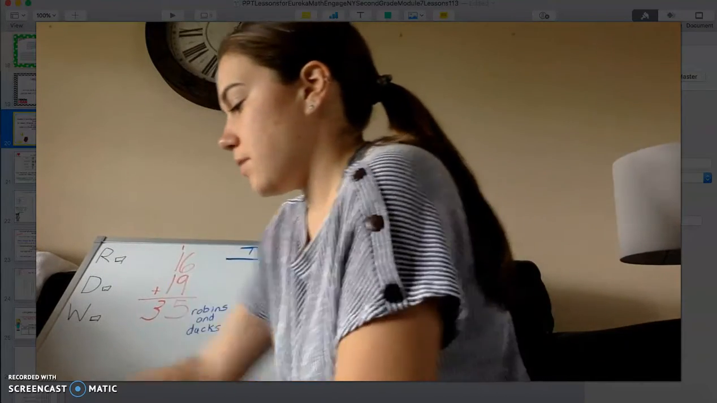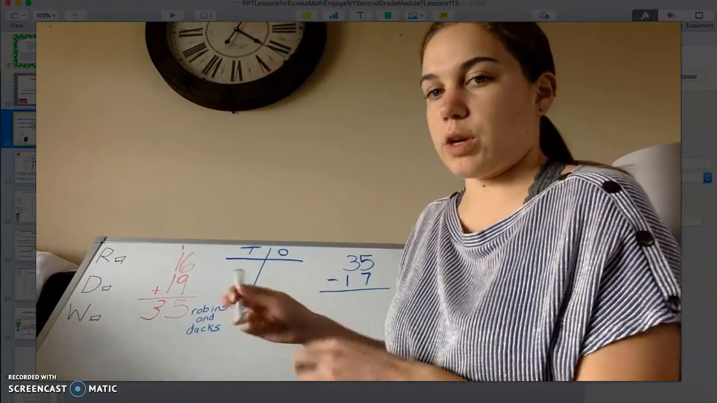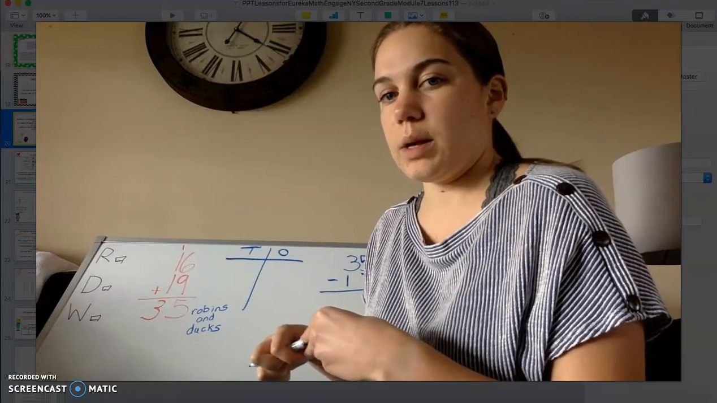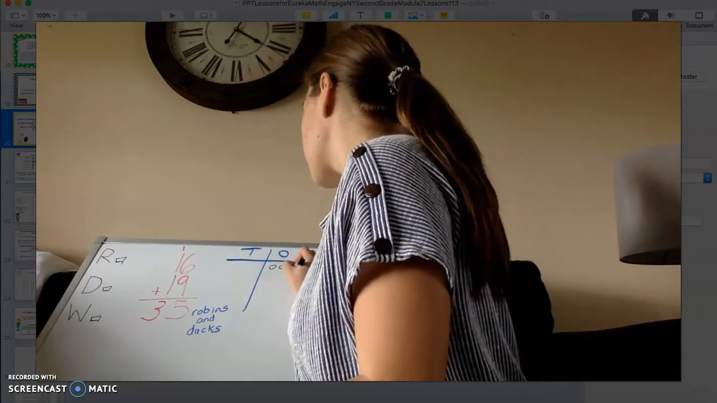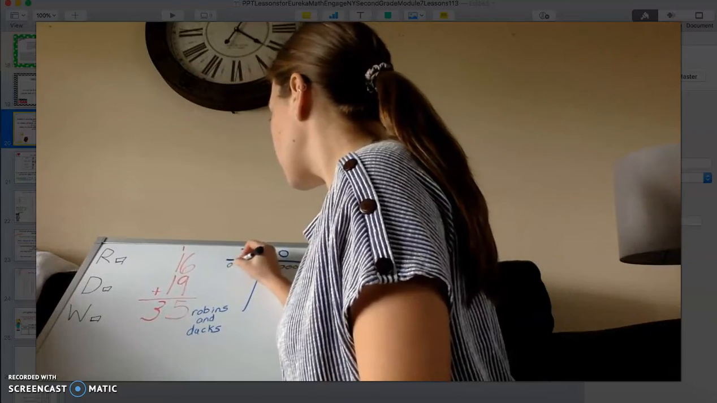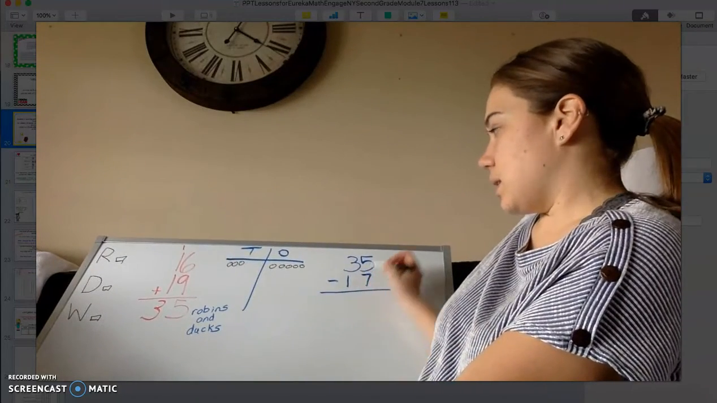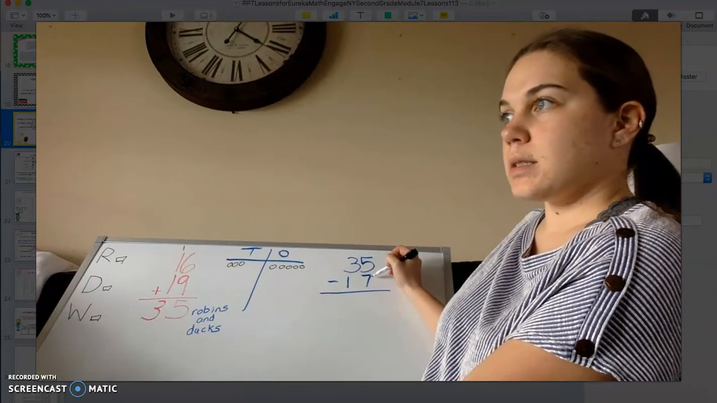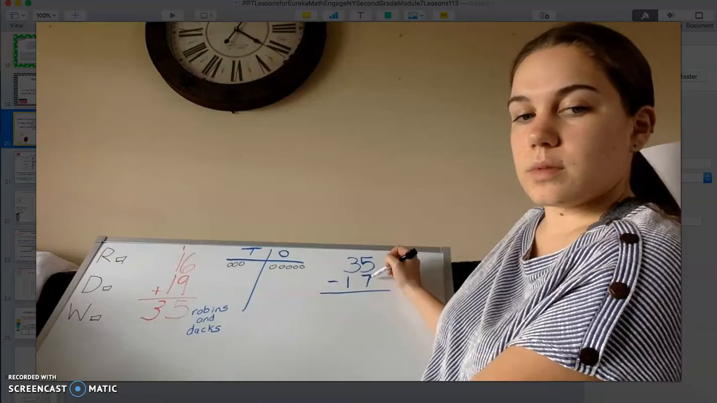So let's figure it out. We're going to first always start with our big number on top. We show 35. That's how many tens? Good. 3. How many ones? Good. 5. Now we need to take away 17. We always start in the ones column. Can we do 5 minus 7? No. So what do we need to do?